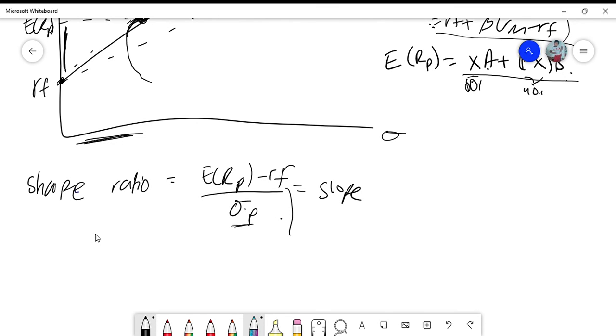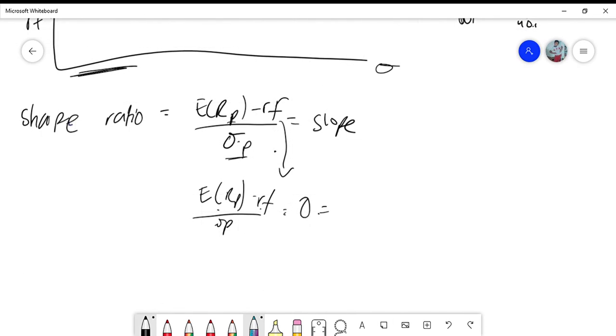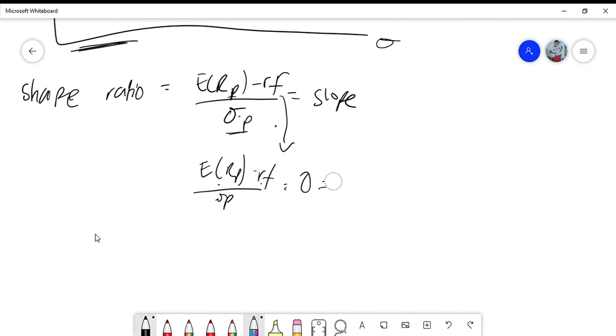The thing is, you have to include RF. For example, let's assume the expected return of P was actually equal to RF. If we used this formula, it would be ERP minus RF over the standard deviation, and since these two are the same, it would be 0.